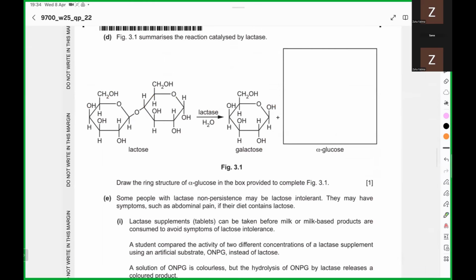Figure 3.1 summarizes the reaction catalyzed by lactase. Draw the ring structure of alpha glucose in the box provided to complete figure 3.1. So alpha, which means the OH on the first carbon would be below.